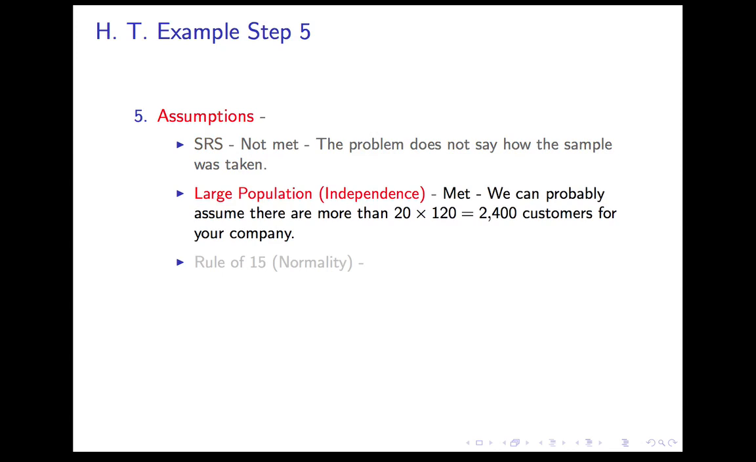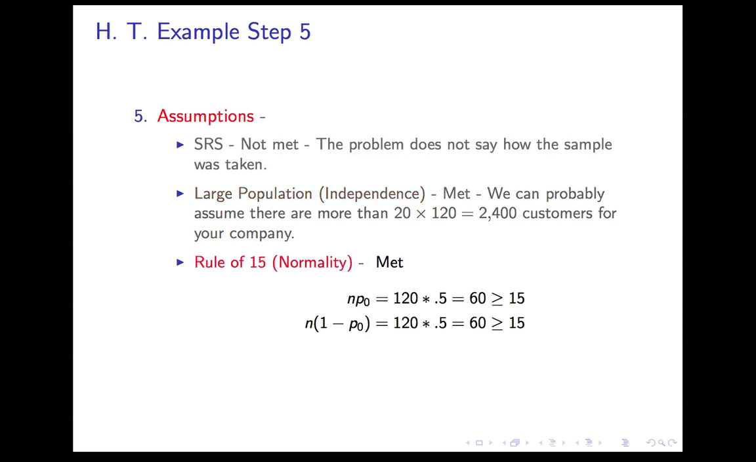We'd need there to be 20 times 120, which is 2,400 customers or potential customers, presumably, for your company. That seems likely, if you're ever going to survive. And the rule of 15, we take N, which is 120, times P0, which is 0.5. That turns out to be 60, which is plenty more than 15. Likewise, N times 1 minus P0 is also 60.